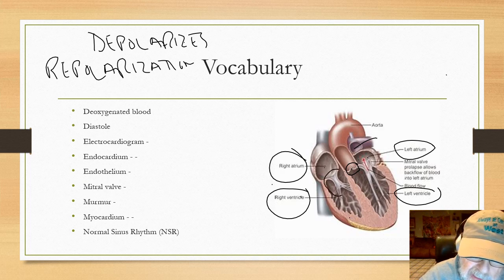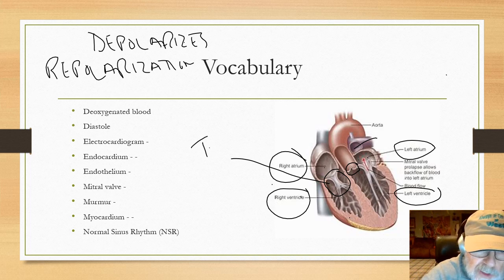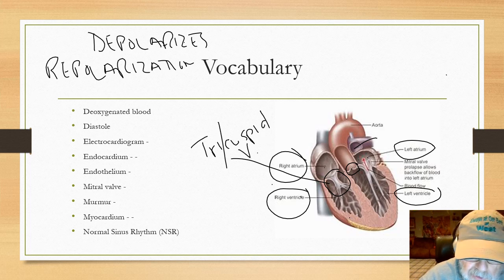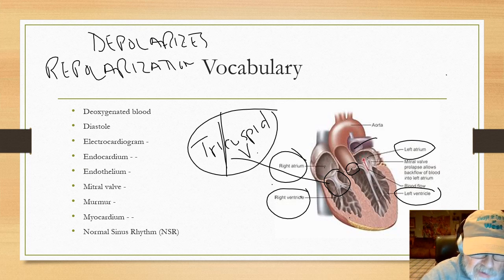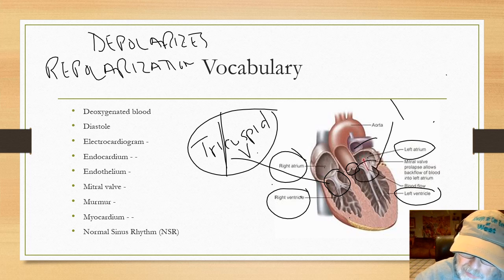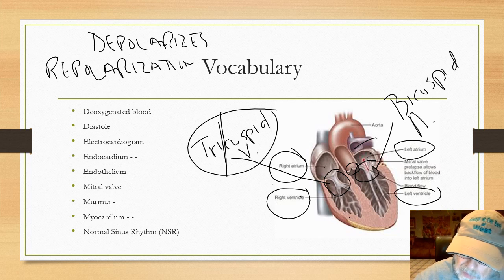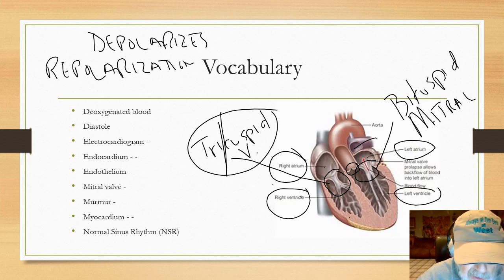The valve right here that's between the right atrium and the right ventricle is called the tricuspid valve. Tri means three. It has three leaflets. Here it shows almost like two leaflets, but there are actually three leaflets there. It's called the tricuspid valve. This one over here between the left atrium and left ventricle is called the bicuspid or the mitral valve. Most likely called mitral, but it's bicuspid because it has two leaflets as compared to three.